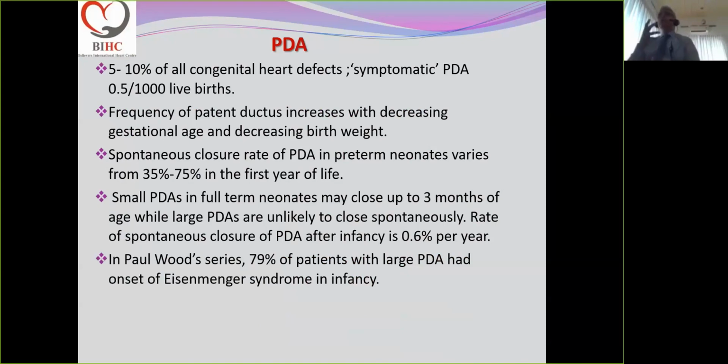Small PDAs in full-term neonates may close in the first few months of life. Large PDAs, which are present at the time of, say, 1 week, are very unlikely to close spontaneously. And the spontaneous closure after infancy is extremely uncommon, but you can't say that it doesn't happen. But it doesn't happen for large PDAs for sure. And what happens if you miss large PDAs? They march into Eisenmenger syndrome. So we have to pick up the large PDAs and treat them.